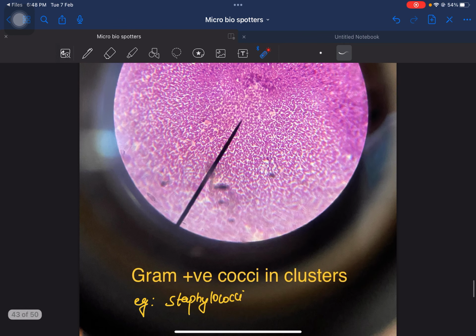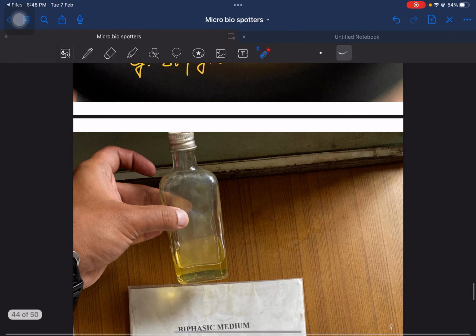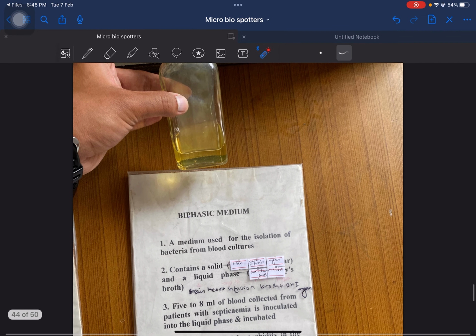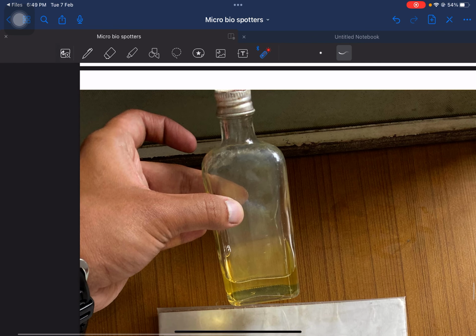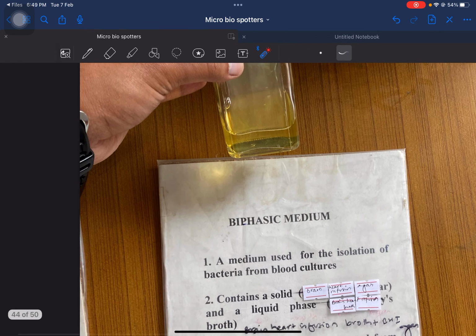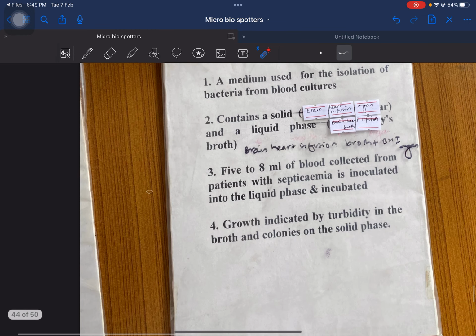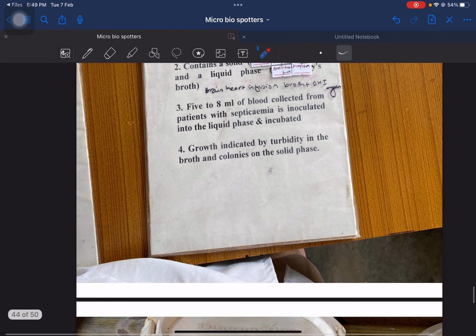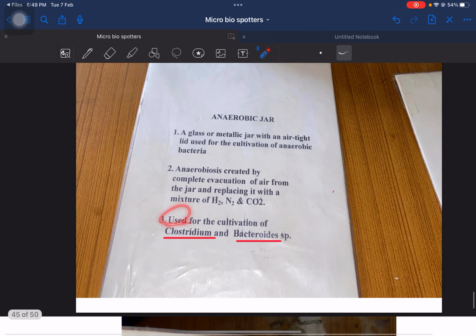This is gram positive cocci. As you can see, the size is very small compared to that of Conidia. This is biphasic medium. You can see there's a solid medium on the wall of the bottle as well as a liquid medium, so there are two phases. So, biphasic medium. That's the anaerobic jar. Know the use.